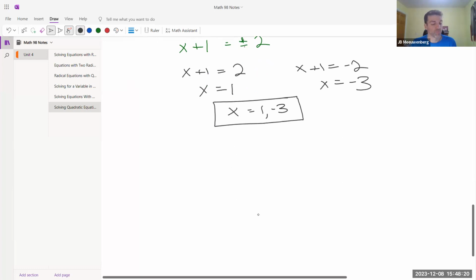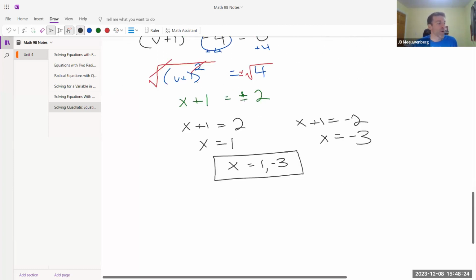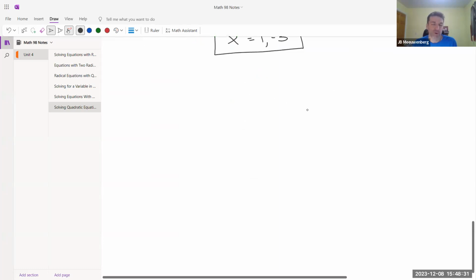And finally, one more. That one worked out nicely because when I took this square root here, it gave me a nice, neat whole number, okay? Let's look at one where that doesn't happen. Y plus 1, quantity squared, minus 45 is equal to 0. So what I want to do is solve this and give the answer in the simplest form possible.